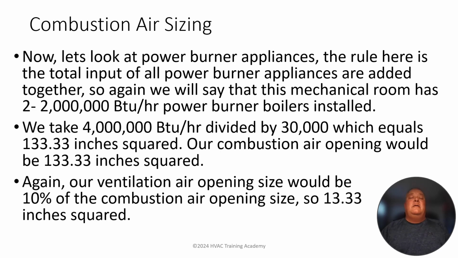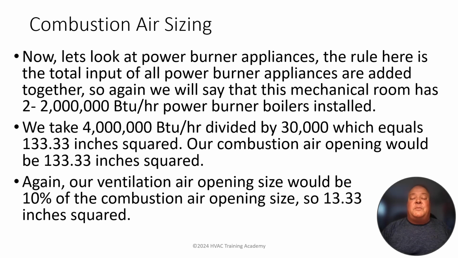Now we're going to look at the power burning appliances. When we look at those appliances, the rule is we have to have the total input of the power burner appliances added together, and everything basically is going to get divided by 30,000. So for your power burner appliances, we take the entire input, 4 million, divided by 30,000, equaling 133.33 inches squared, and our ventilation air opening would be 10% of that, so 13.33 inches squared.